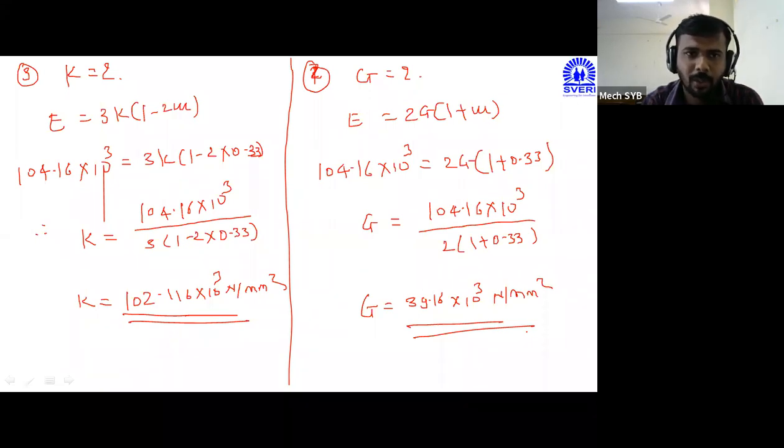If you made the mistake of taking 1 plus 2 mu instead of 1 minus 2 mu, or 1 minus 3 mu, or 2K instead of 3K, it will be wrong. So that relation should be at the tip of your tongue. Calculate both the answers properly and send the answers in the chat box so I can verify all the answers here. 39.15 or 39.16 into 10 raised to 3 Newton per mm square as the G value, and the K value 102.11 into 10 raised to 3 Newton per mm square.